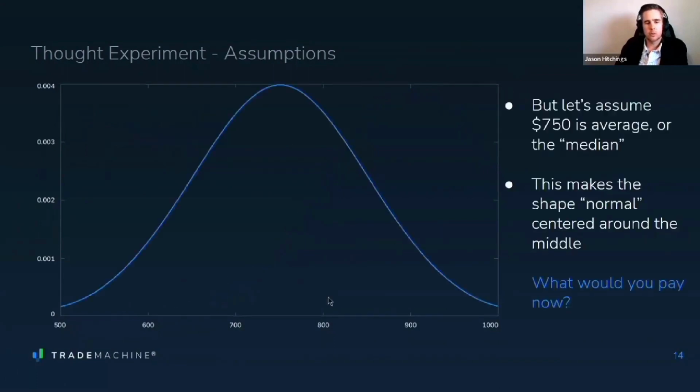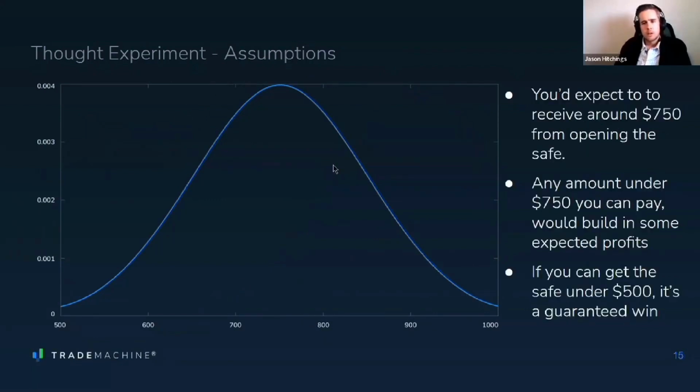For right now, let's just assume that there's a nice, clean distribution of how much money is in the safe, and that it's centered around 750. So now with this information, what would someone pay? You can say a few things. You're expecting there to be about $750 in the safe. There's not more than 1,000, and there's more than 500. So if you can get the safe for less than $750, you're expecting on average to make some kind of profit. If somehow you can buy the safe for 500 or less, you're guaranteed to lock in a profit. And likewise, if you're buying the safe for $1,000 or more, you're making a terrible decision.